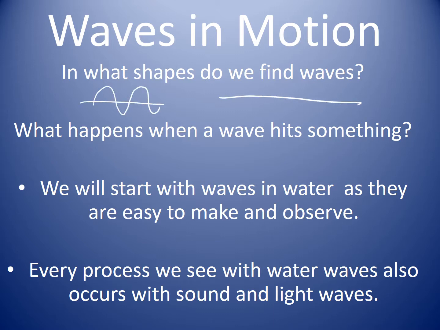Whereas a longitudinal wave has compressions, it has rarefactions that are a little bit elongated, but then it has more compressions, and it moves left to right. Okay. So what happens when a wave hits something?